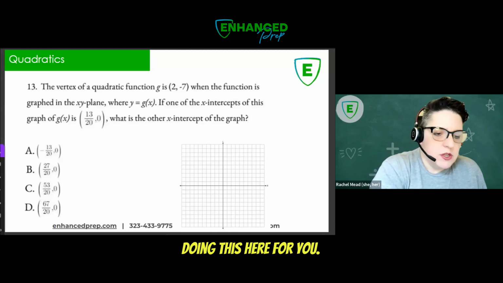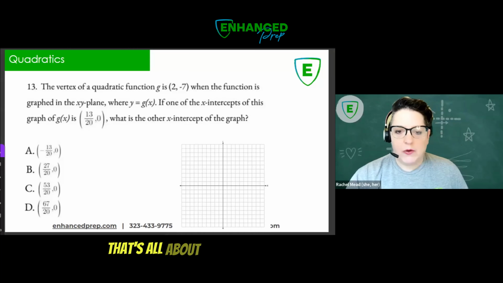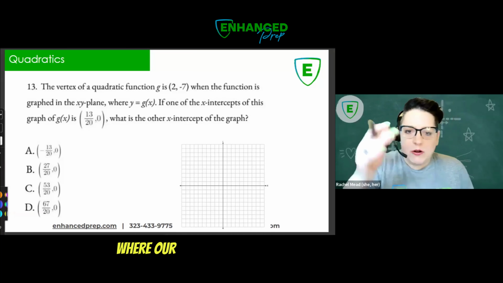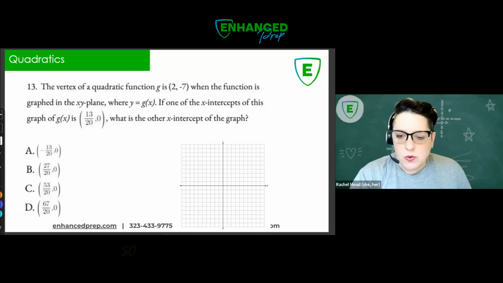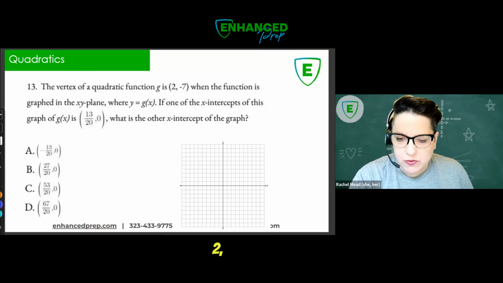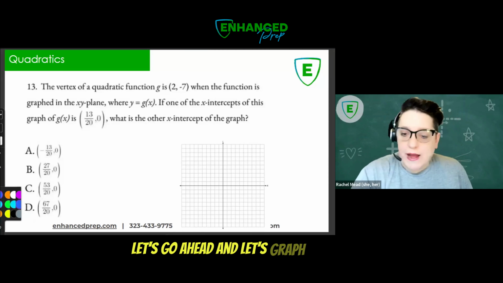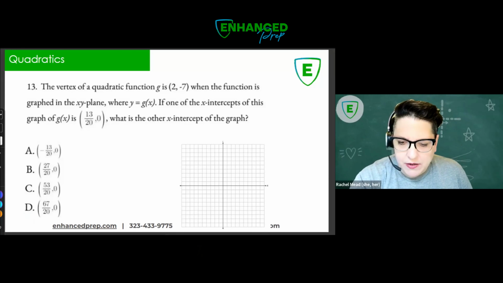So we know when we're looking at our vertex that that's all about the minimum or the maximum and where our graph is going to curve up or curve down. So I know my vertex here is at (2, -7). I count 1, 2, 3, 4, 5, 6, 7. Let's go ahead and graph that point. So we're going to come over to 2 and go down to -7, right here.